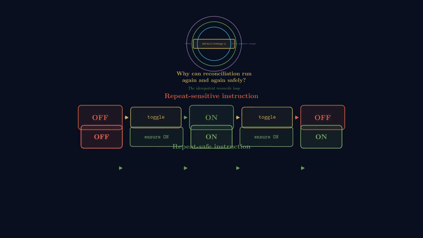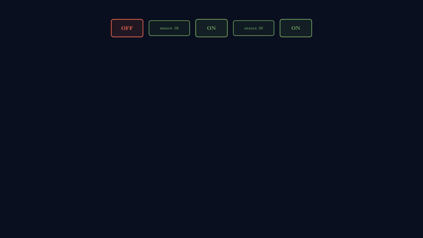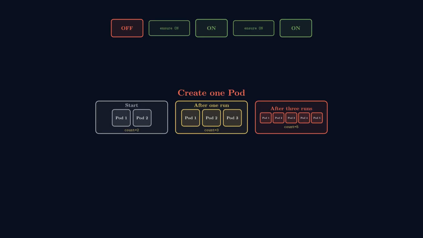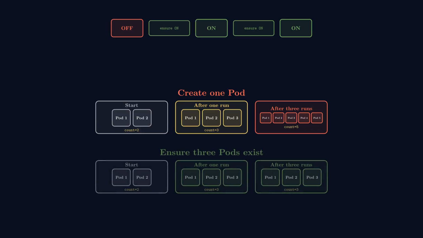The same difference appears in Kubernetes. Create one pod is like toggle. If that instruction is repeated, another pod is created every time. Make sure 3 pods exist is different. The controller creates a pod only while fewer than 3 exist. Once the count reaches 3, repeating the check changes nothing.